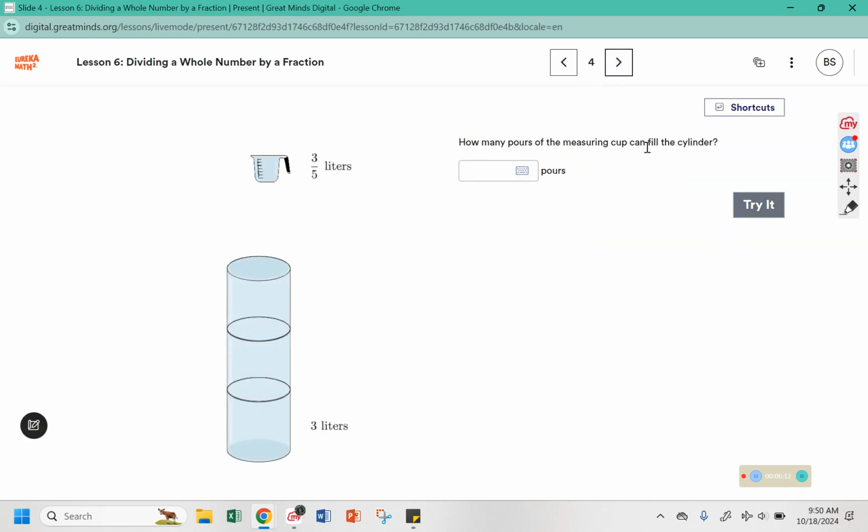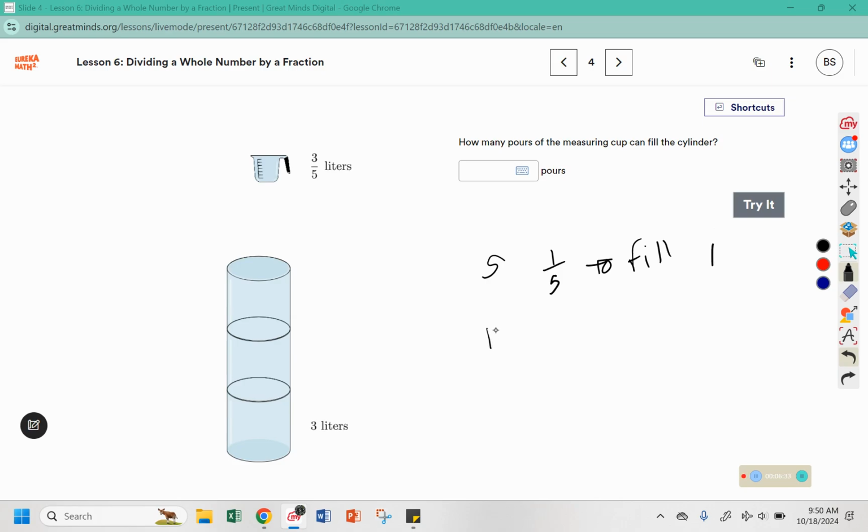How many pours of the measuring cup can fill the cylinder? Well, it would take 5 1/5 to fill a cylinder. So I'm going to write that down. 5 1/5 to fill 1. So it would take 15 1/5 to fill 3 of them. But we have 3/5. So I can split 15 into 3. So it should take 5 3/5 to fill 3. And let's try it.